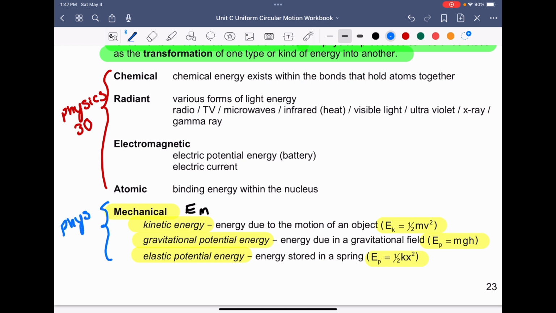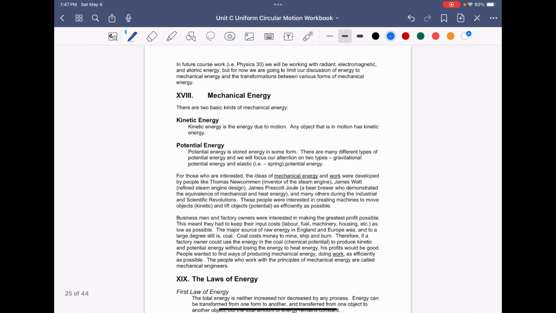This is Physics 20. Once we build some mastery around this, then we can move forward and say, okay, now we can go into chemical, radiant, electromagnetic, and atomic. But for now, we have to have a really good foundation of the classical physics, which involves these more macro level energy types. All right.